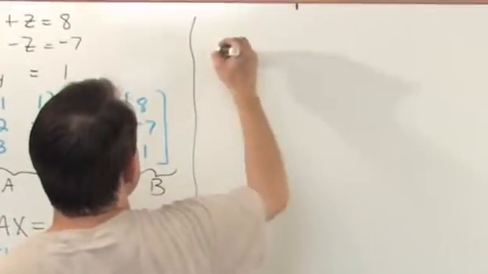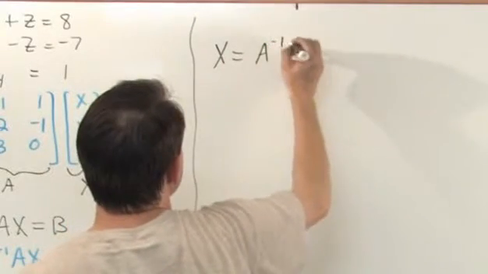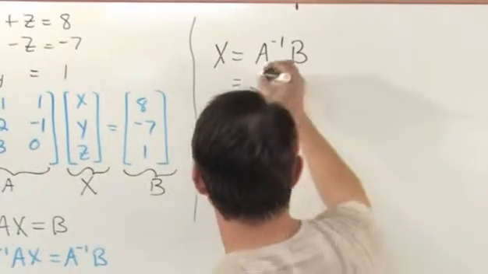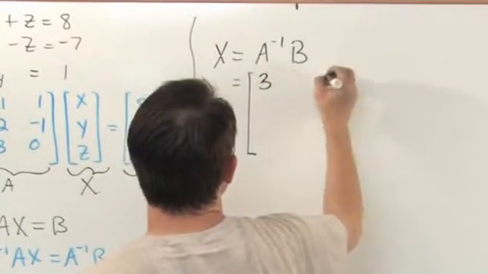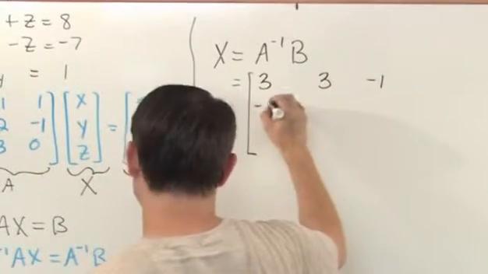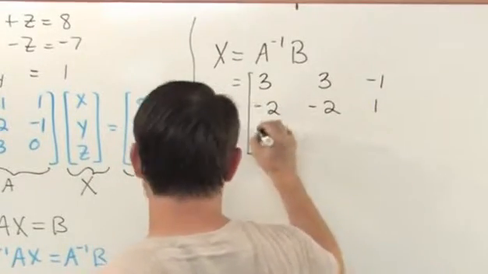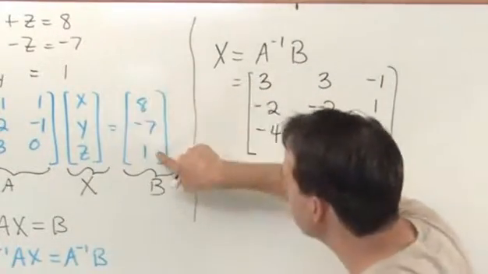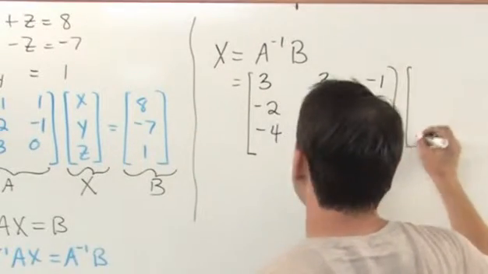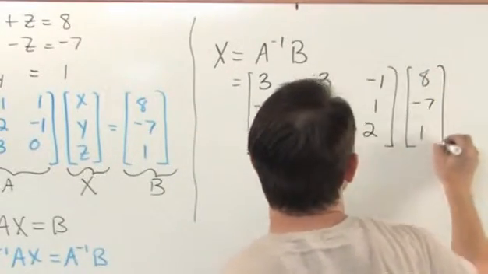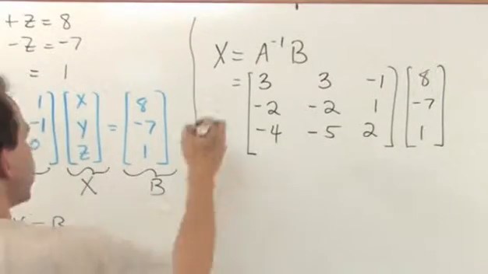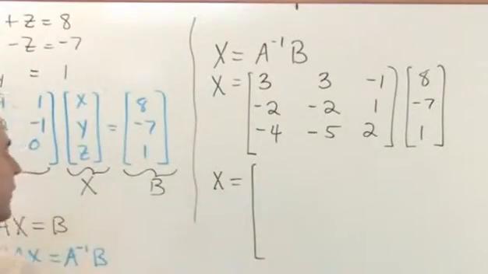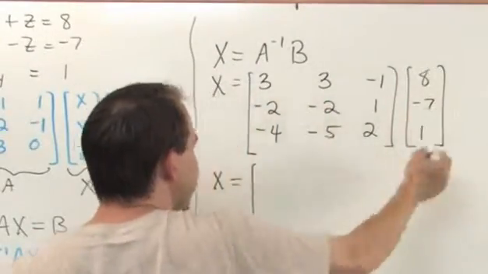So the solution that we're seeking, X, is going to be equal to the inverse matrix A times B. I gave you that value, which was this matrix down here. So let's write that down. You'll have 3, 3, negative 1, negative 2, negative 2, 1, negative 4, negative 5, 2. And matrix B is given by this matrix on the right-hand side of the equal sign. So what you'll have is 8, negative 7, and 1. Okay? All we have to do is multiply those two things together. Matrix X, which contains our variables: over and down, over and down, over and down. That's what we're going to be doing.